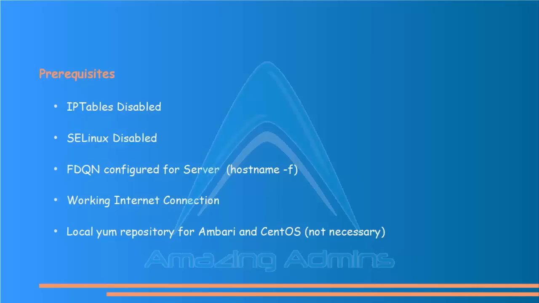Before continuing with installing Ambari, there are three prerequisites we have to complete so that we don't face a problem. First, disable IP tables and SELinux. We need the server's FQDN configured, that is, hostname -f should be able to resolve. A working internet connection is obviously necessary, and you can have a local Yum repository for Ambari and CentOS. It's not necessary, but you can use it for faster installation and faster services. You can view all these prerequisites by visiting the links to each of them in previous tutorials.